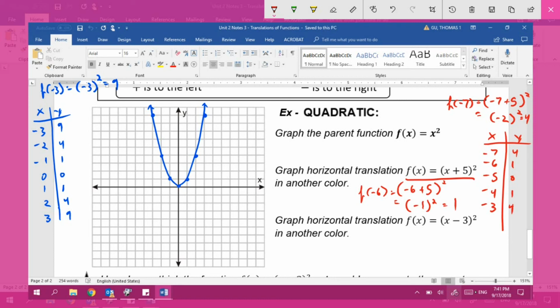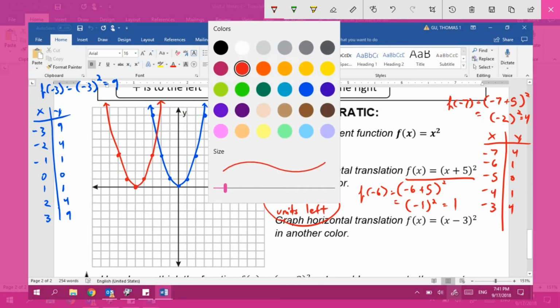(-7, 4), (-6, 1), (-5, 0), (-4, 1), and (-3, 4). So our new function looks something like this, and we can say that it translated 5 units left. There we have it. But that was kind of tedious. We had to do a lot of math there. So let's look at how we can use the rules of translation to go ahead and find our answer.